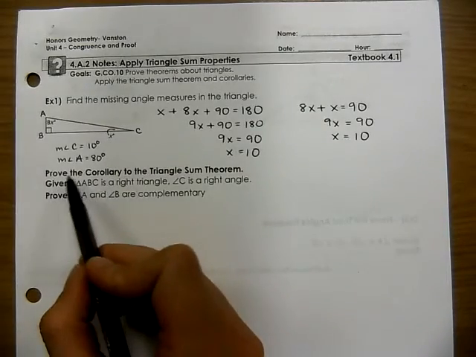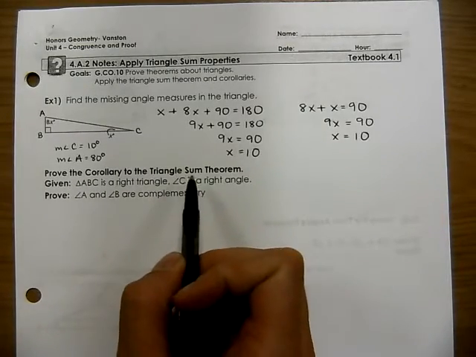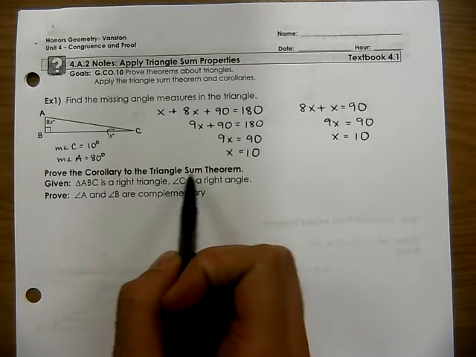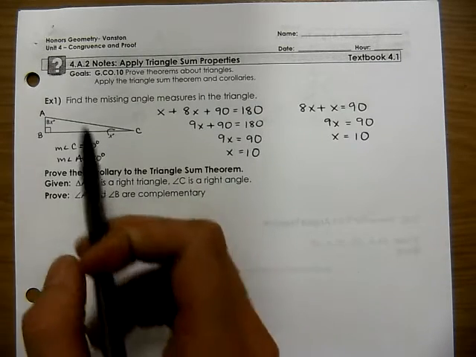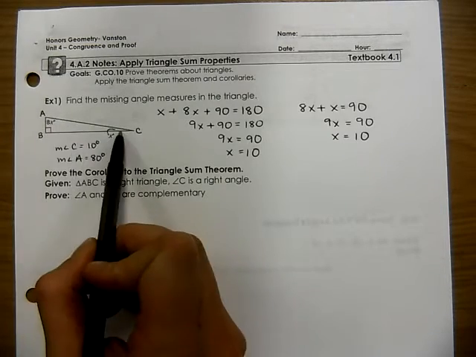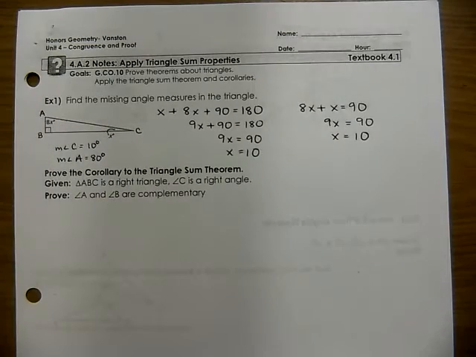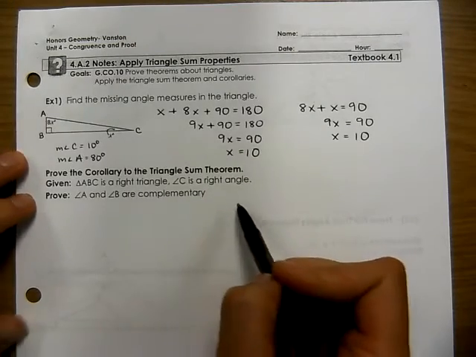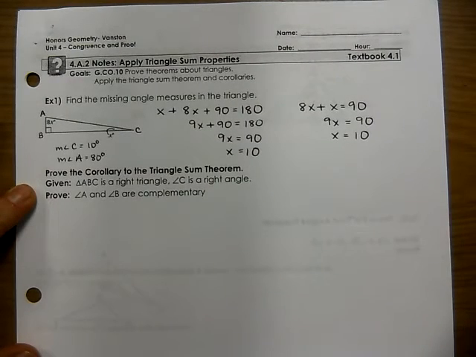But this is a theorem. It's called the corollary to the triangle sum theorem, and corollary means that we're using this to prove something else. That says if you've got a right triangle, then the two acute angles, if they add up to 90, they must be complementary. So we're going to go ahead and prove this. What I want you to do right now is pause the video and try this proof on your own. Once you've tried the proof on your own, play the video again to check your proof.